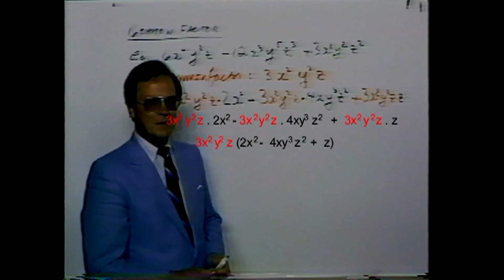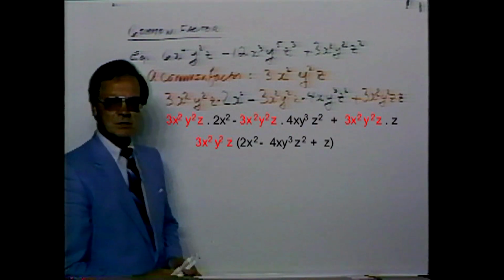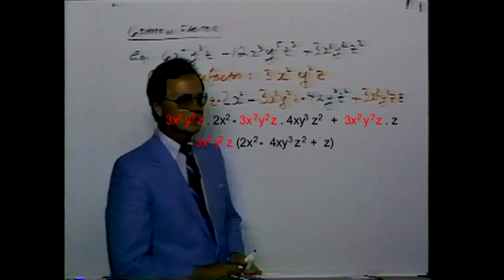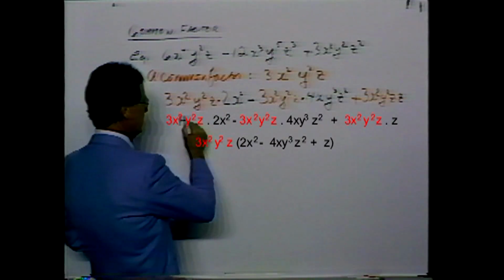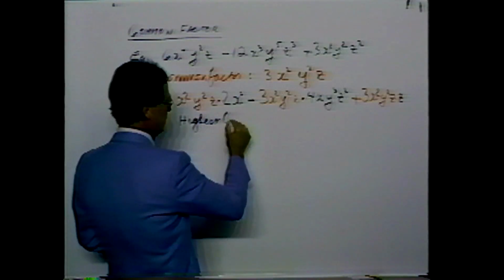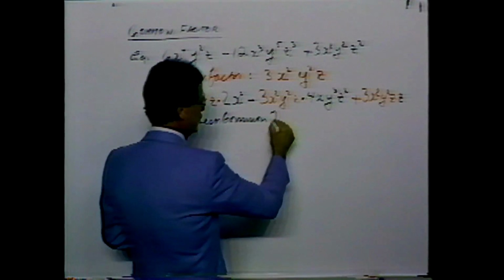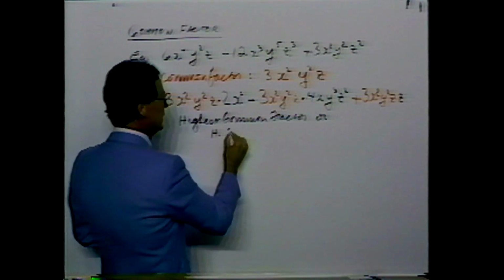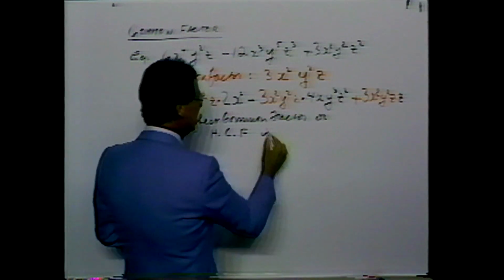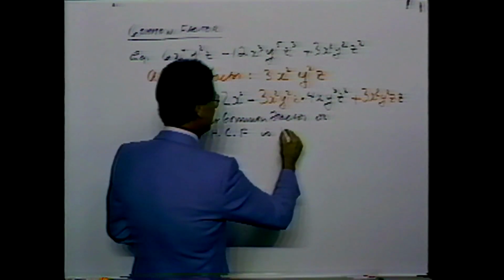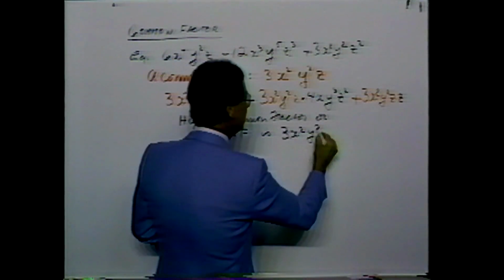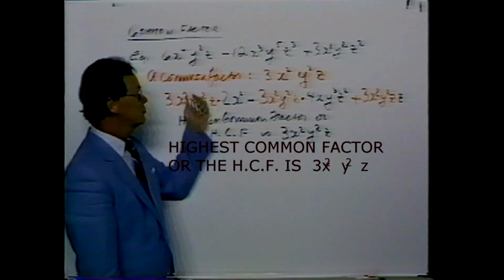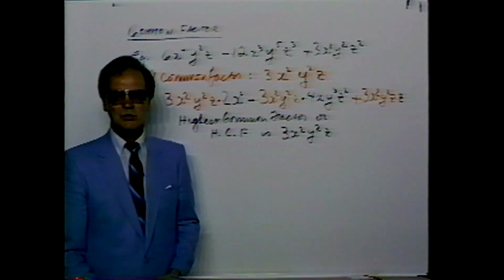Well then, the common factor that you are looking at is also referred to as the highest common factor. The highest common factor, or simply often referred to as the HCF, is 3x squared y squared z. There is no other factor that you can extract that's common to those terms that we started with.